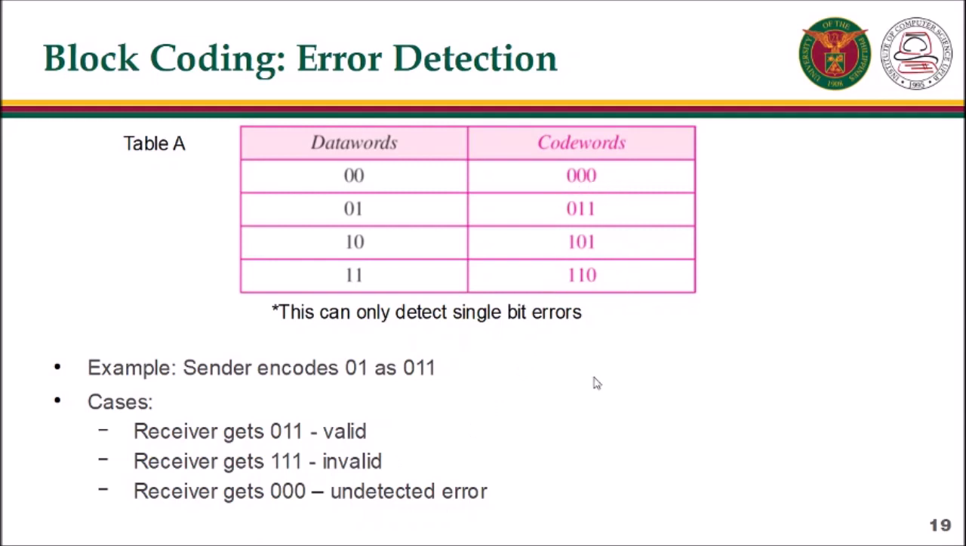However, when the receiver gets 000, it is an undetected error because 000 is listed. As mentioned, this code can only detect single-bit errors. There were 2 bits changed when it received 000.